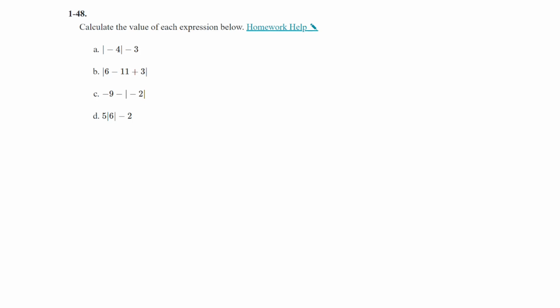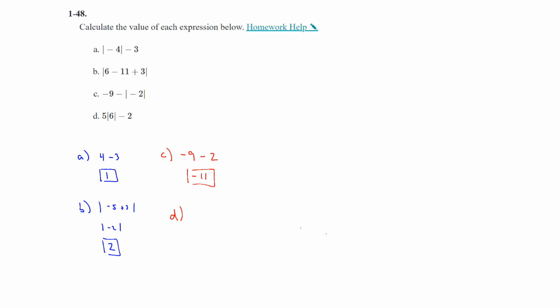Question 48. Calculate the value for each expression below. In part A, the absolute value of -4 is 4, so 4 minus 3 is 1. For part B, for the absolute value, we have to simplify inside, so 6 minus 11 is -5. -5 plus 3 is -2, and then the absolute value of -2 is 2. Remember, don't do the absolute value until you've simplified everything inside. Part C, -9 minus the absolute value of -2, so that's -9 minus 2, which would then be -11.